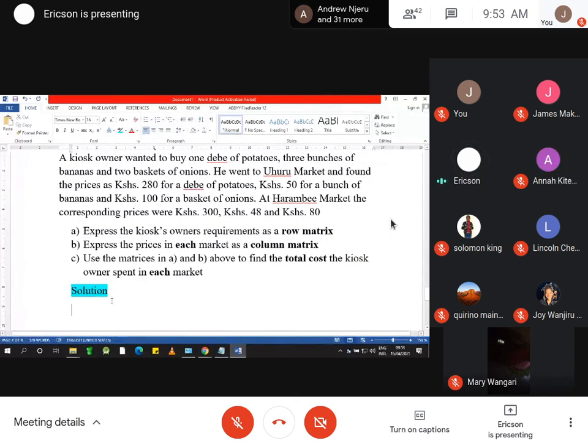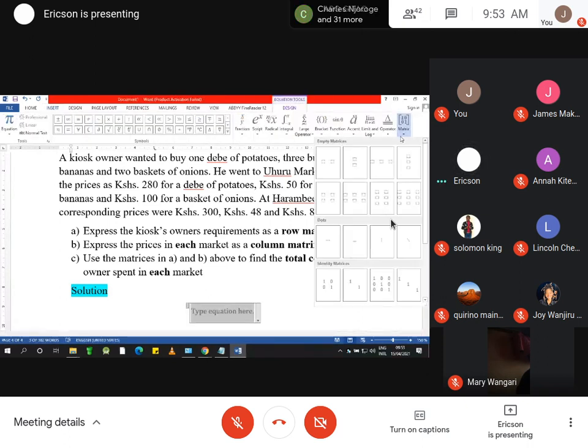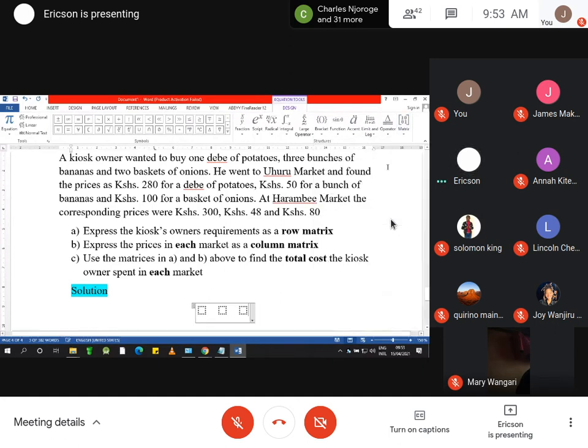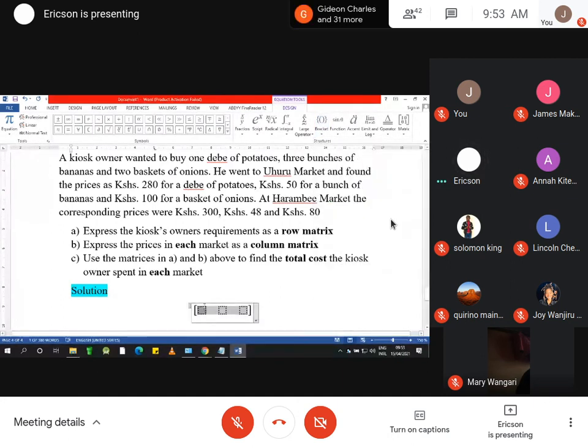So here the kiosk owner's requirements as a row matrix are what the kiosk owner wanted to buy. He wanted to buy 1 debe of potatoes, 3 bunches of bananas, and 2 baskets of onions. So here you have this matrix. Then you can put that. So the first one will be 1.